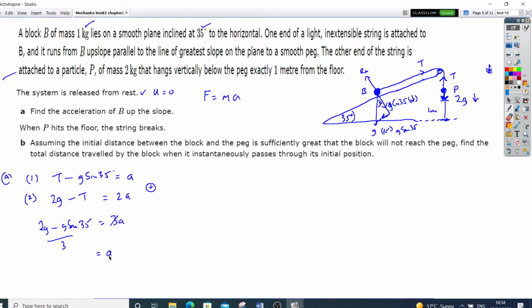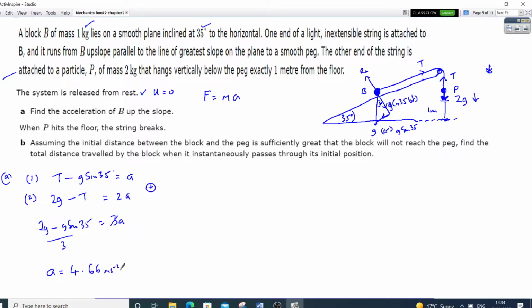Let me just rewrite this a bit better, just trying to save as much space as I can. So therefore in this case, acceleration will be, if I type in my calculator, 2 times 9.8 minus 9.8 times sine 35, over 3. That will give me, to three significant figures, acceleration 4.66, so that will be 4.66 meters per second squared. Okay, so that's our first part.